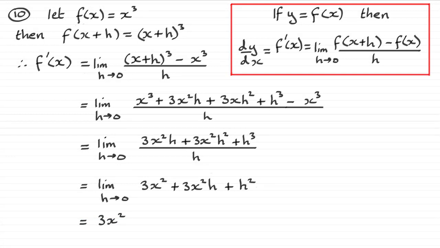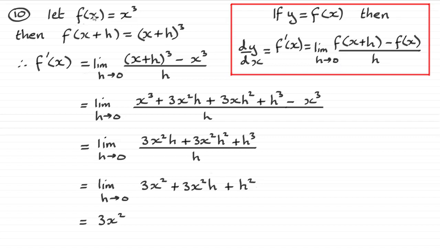Now for question 10 then, we've got to show that if we were to differentiate x cubed by first principles, it's going to turn out to be 3x squared. And just as a reminder, if you've got y equals some function of x, then either dy by dx or f dash of x is equal to the limit of f of x plus h minus f of x all divided by h as h tends to 0.